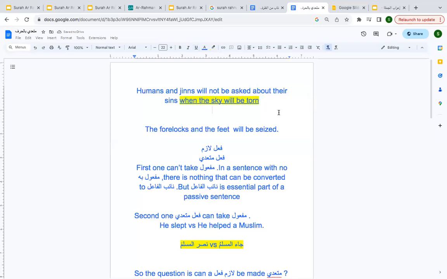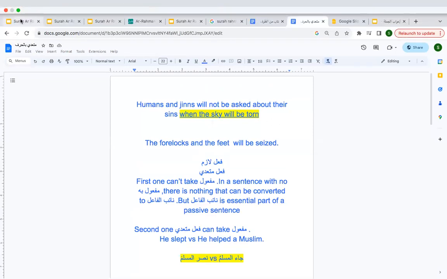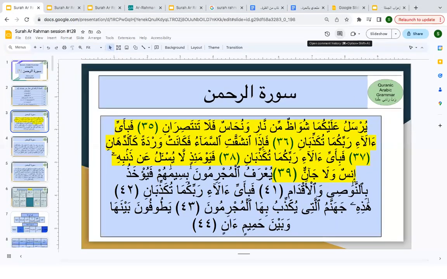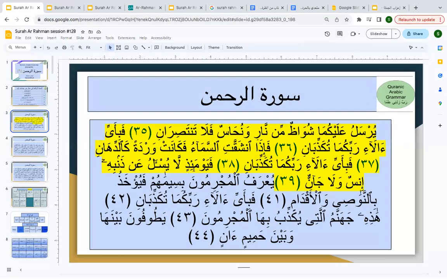I want you to know it with a clear understanding that you can call it either maf'ulun fihi. So the whole sentence before can be labeled as maf'ul fihi as well. In addition to all those i'rab that you have given and you have understood, you can call that this is giving you, this is my maf'ul fihi for la yus'alu an zambihi.